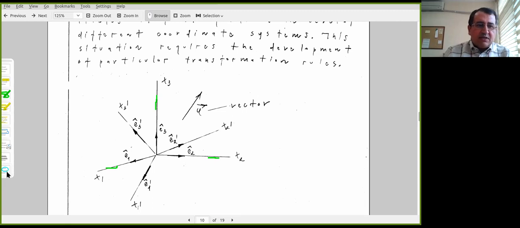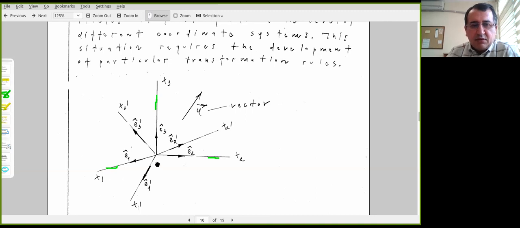I can write a vector in this coordinate system. A vector is given here. It could be velocity in elastodynamics or displacement, force, or any other vector you can think of. And this can be written in the original coordinate system, xi. Now, what are the elements of this in the rotated coordinate system?